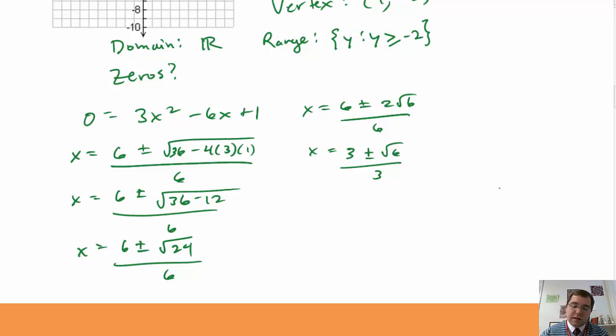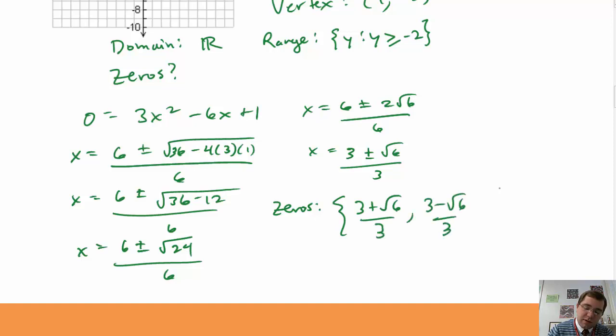Those are zeros for my function, because those are the x-intercepts. 3 plus square root of 6 over 3, and 3 minus square root of 6 over 3.